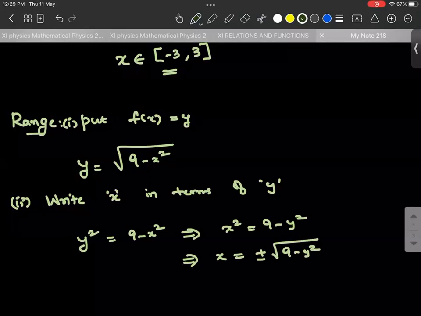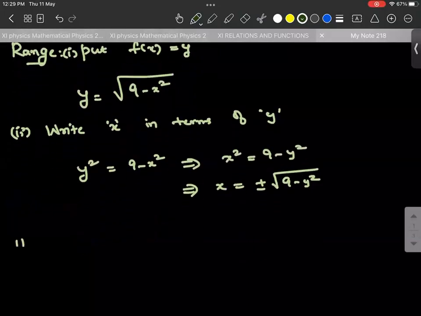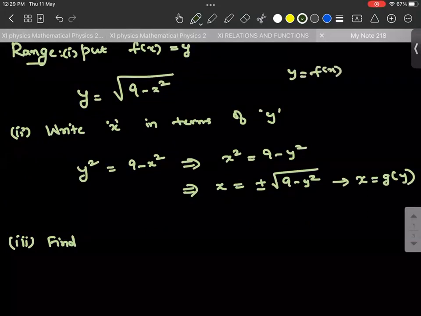Is it clear till this step? Yes, sir. And third step is, see, basically what happened is x became equal to g of y. So what was the function they gave you? They gave you the function y is equal to f of x, because on the left side you had y, and on the right-hand side you had the function of x. Now what you did is, on the left-hand side you brought the x by doing all the mathematical manipulations, and the right-hand side became a function of y. Are you able to understand that point?